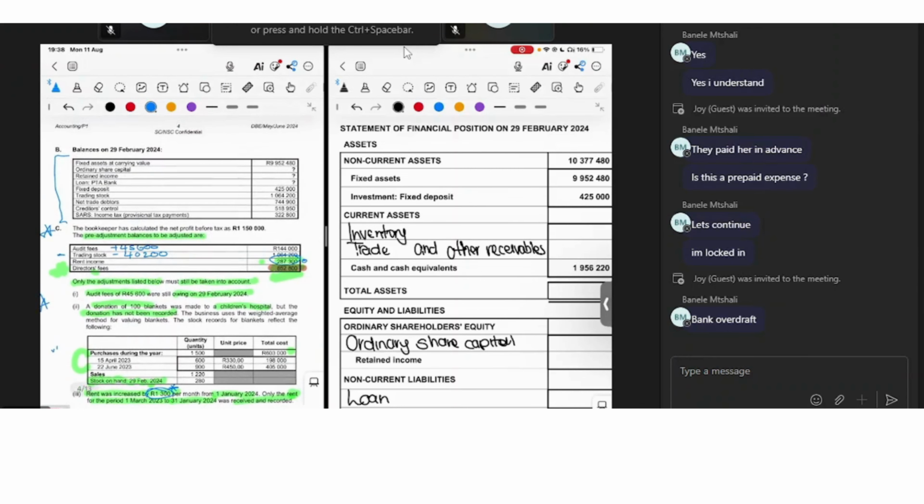Let's start with inventory. Now, trading stock. The trading stock is given as 1,064,200. But then you remember there was that donation that was not recorded, and that decreases our trading stock, meaning our inventory is going to have to change. So it will be 1,064,200 minus the 40,200, to give us 1,024,000. Is everyone good with that?